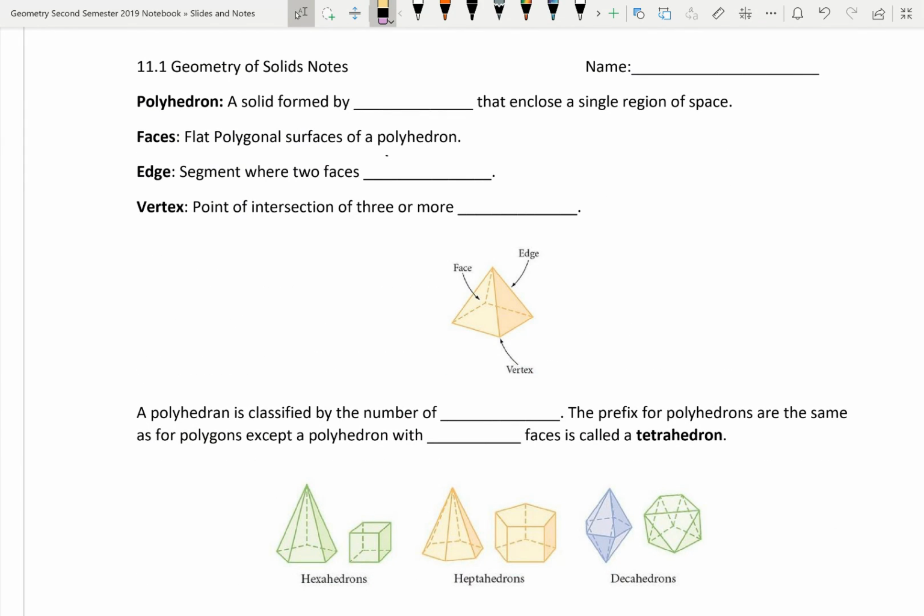A polyhedron is a solid formed by faces that enclose a single region of space. A face is a flat polygonal surface of a polyhedron. An edge is a segment where two faces intersect. A vertex is the point of intersection of three or more edges.